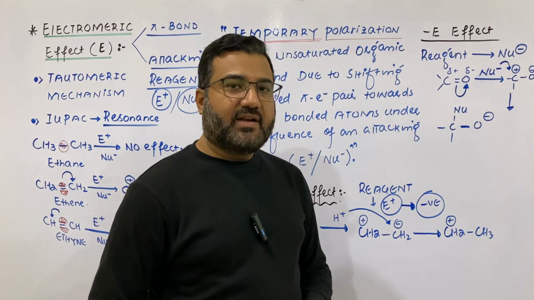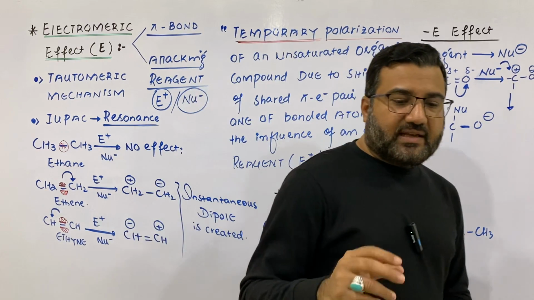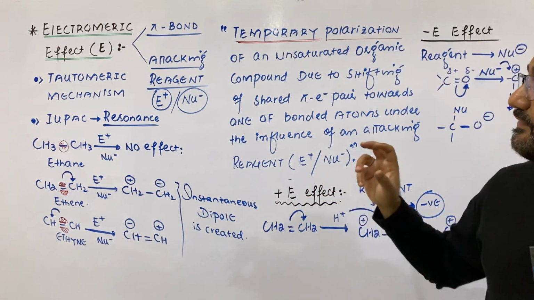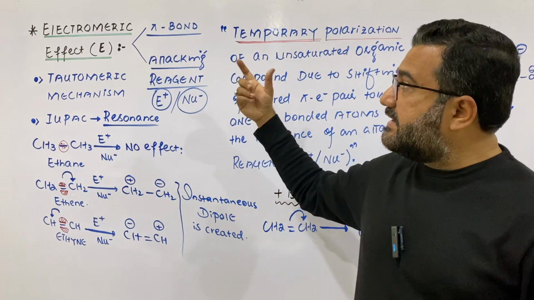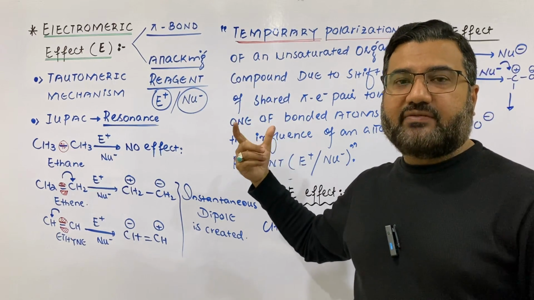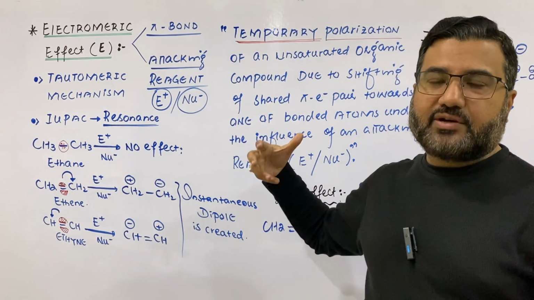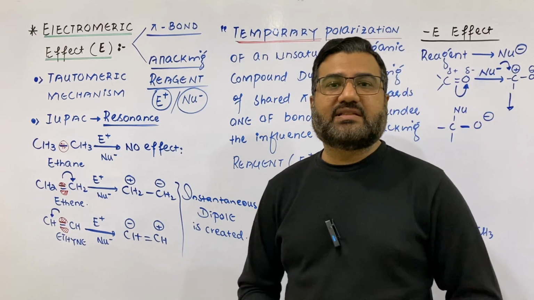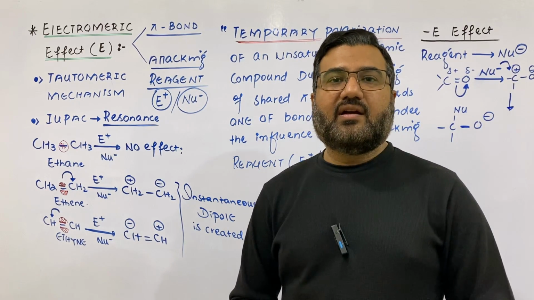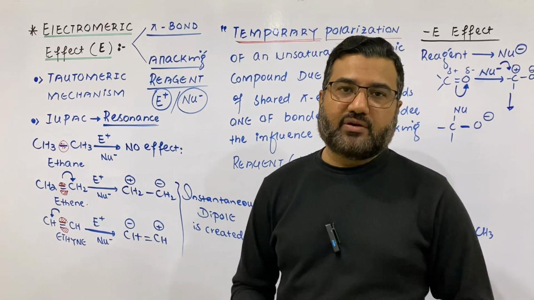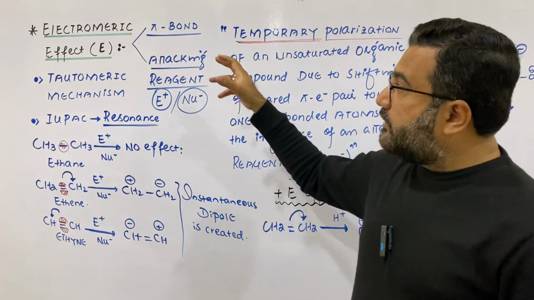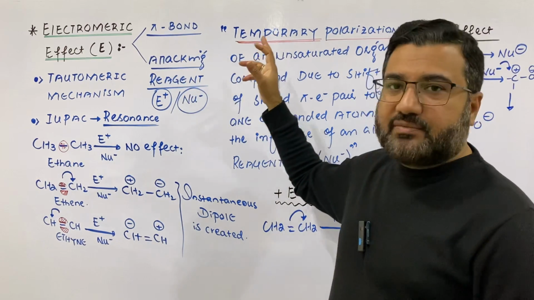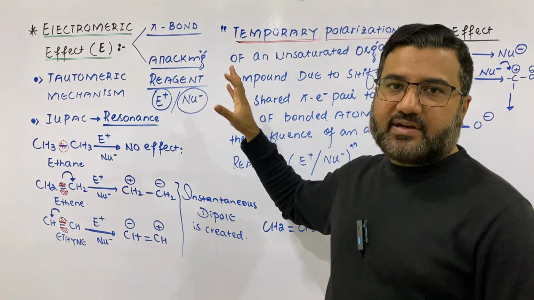So that was the negative electromeric effect. Now, my dear students, the electromeric effect is different from mesomeric effect in the sense that in mesomeric effect conjugation is a condition. In electromeric effect the compound should be just unsaturated, and it is not necessary that it should be conjugated. And secondly, electromeric effect is temporary, while mesomeric effect is basically a permanent effect.